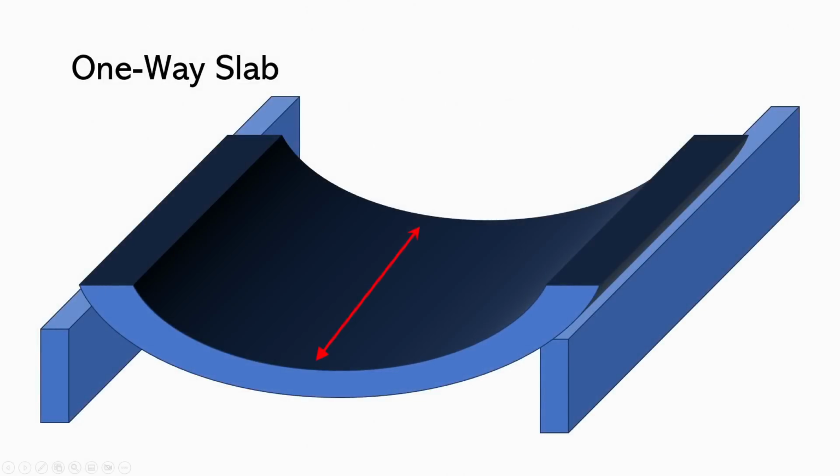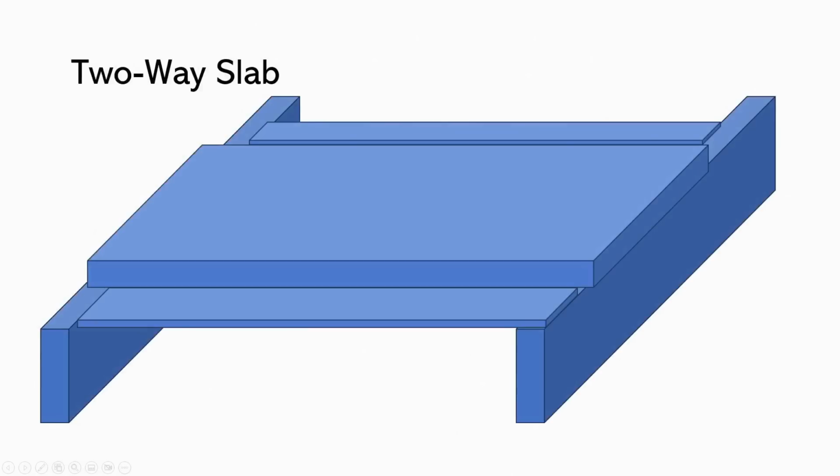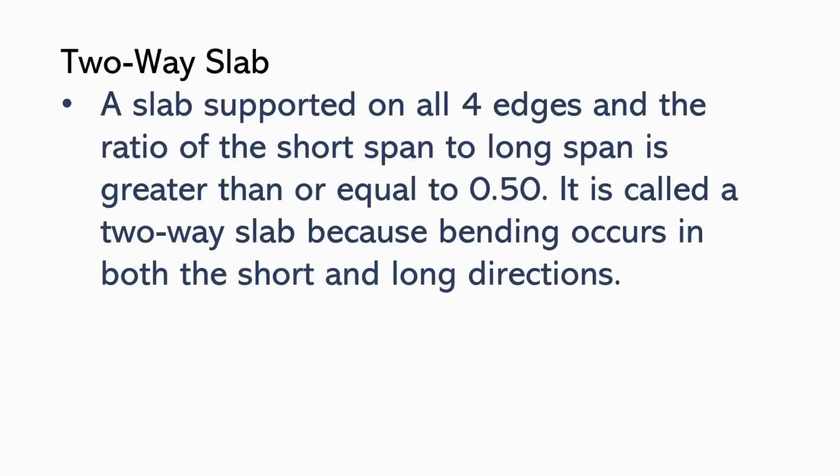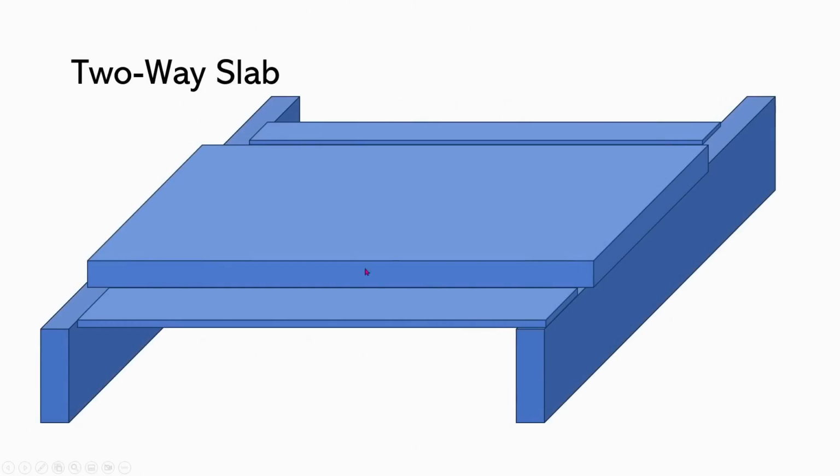Now, let's first recall the bending of one-way slab. Again, it occurs along the short direction dito. Now, itong two-way slab will have supports on all four edges. So, isa dito, and then another support dito, and on the other side. And then yung ratio daw of the short span to long span is greater than or equal to 0.5. And so, since along this span, it's simply supported, it will bend along this direction. And since along this span, it is also simply supported, it will also bend about that direction.